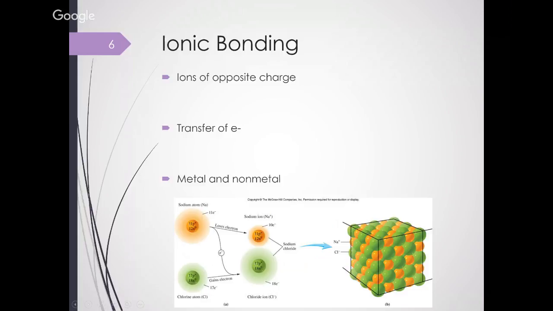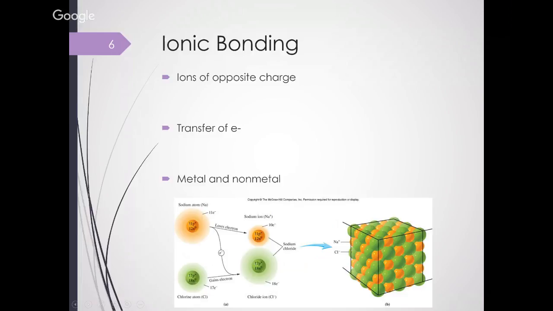So down here we see that sodium starts with 11 protons, it starts with 11 electrons, it gives up one electron to become more stable. As it does that, it shrinks. So now sodium has 10 electrons. Chlorine starts with 17 protons, 17 electrons. It's going to accept that electron. It's going to increase in size and end up with 18 electrons.